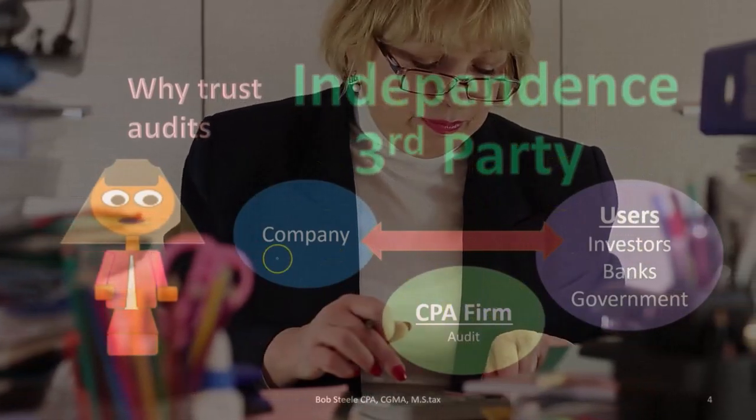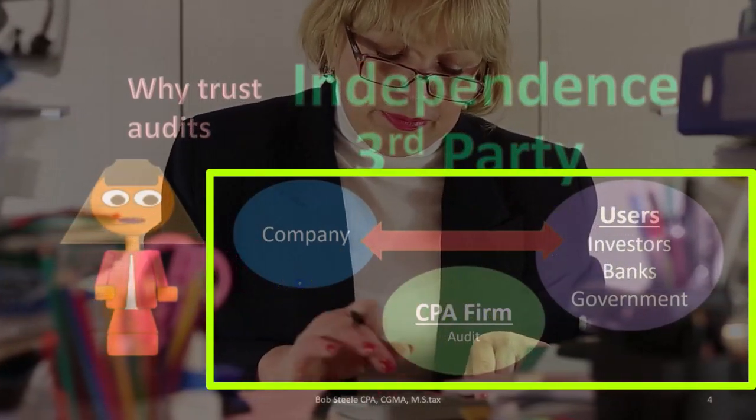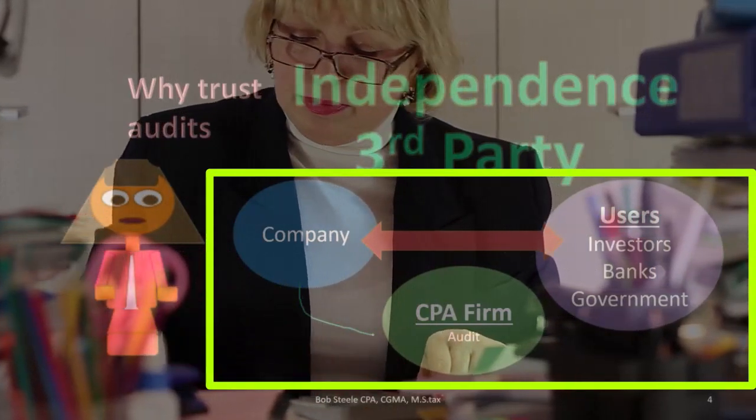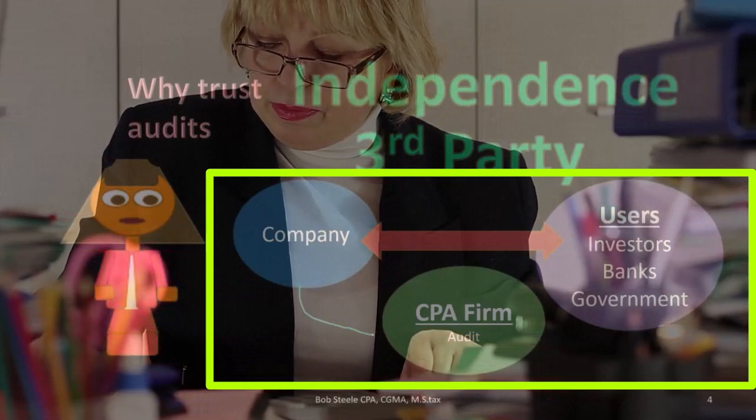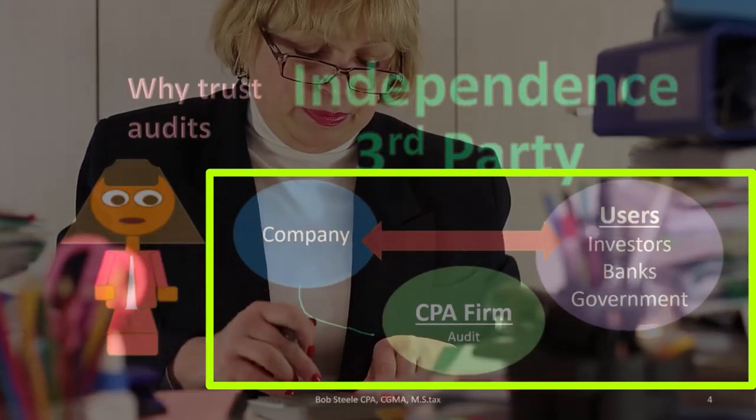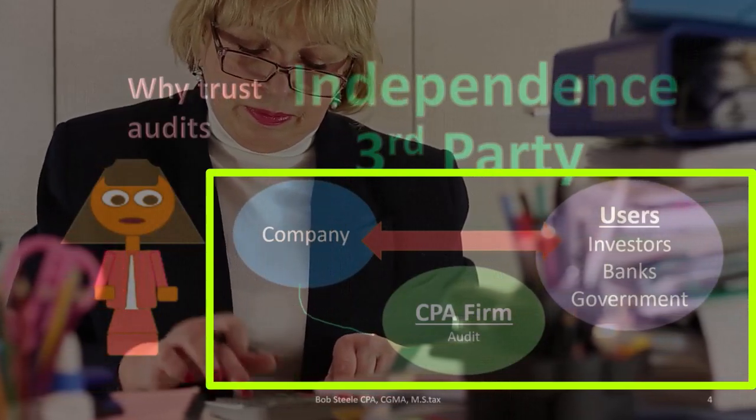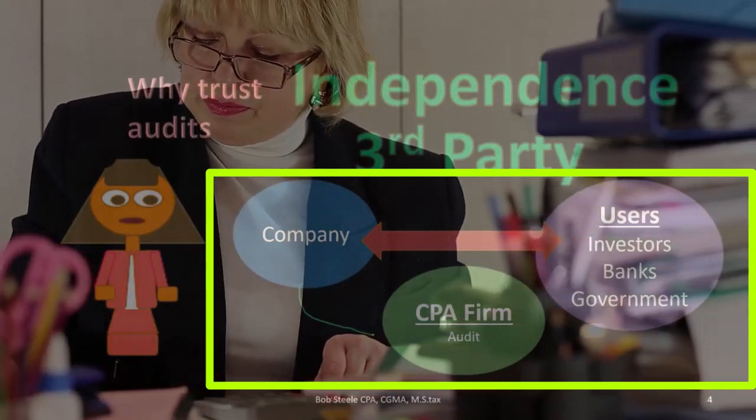Now, note, you might be thinking, well, how does the CPA firm get paid? By the company, right? So you might be thinking, well, there's kind of a problem. That is a problem. That's why independence becomes so important, because we need to have some regulations, some standards to regulate the CPA firm profession in order to remain independent.